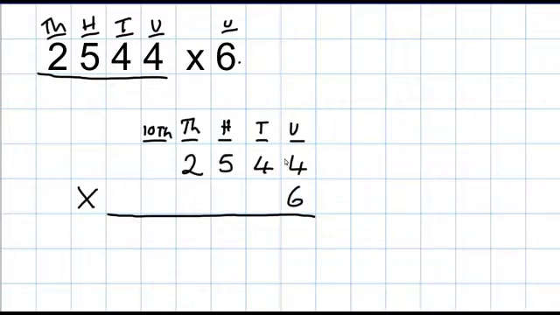So we're going to start off by multiplying the 6 by the 4 units here. So we're going to start off by doing 6 times 4. So 6 times 4 is 24. Now we're going to write the answer underneath.